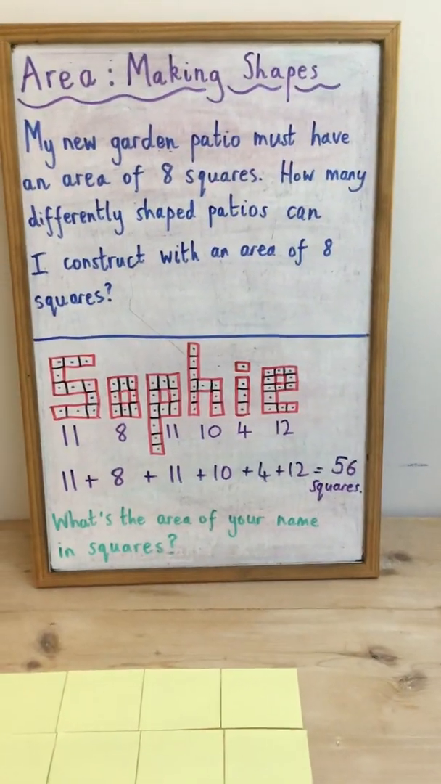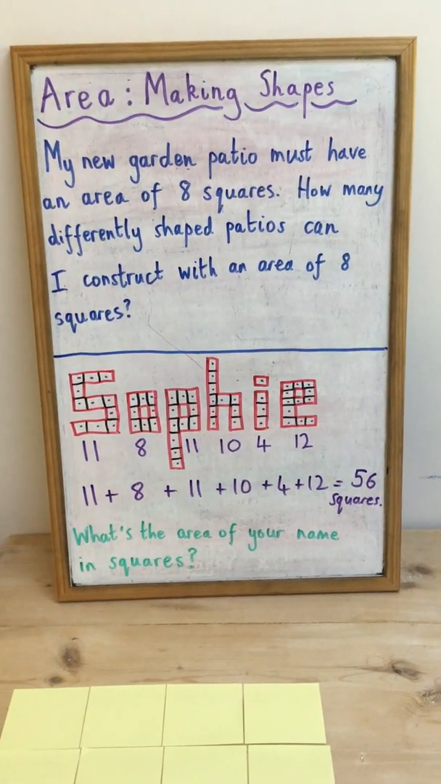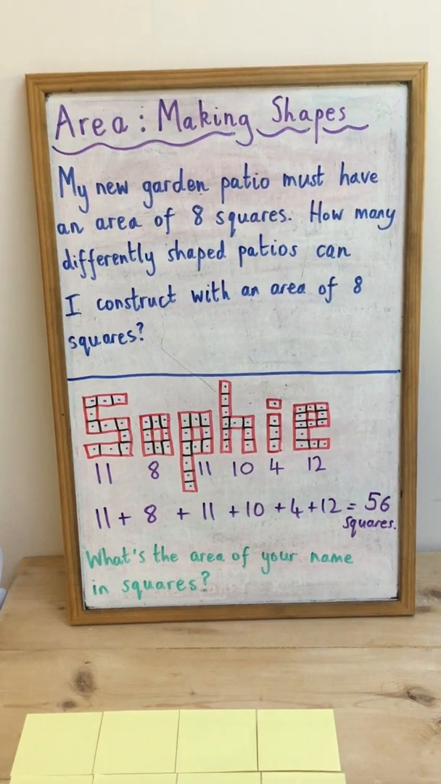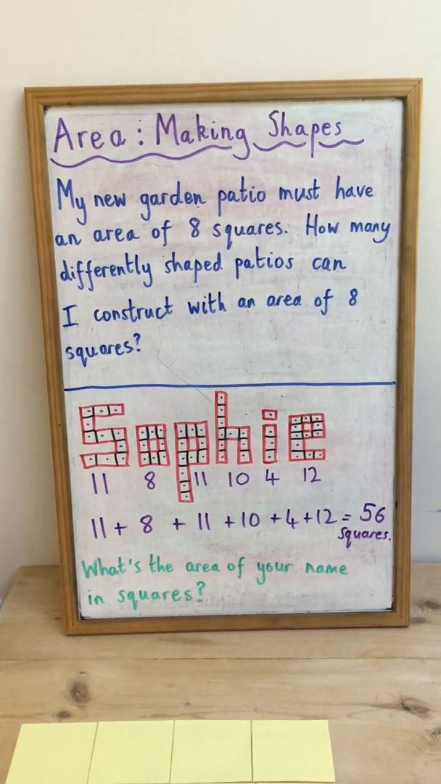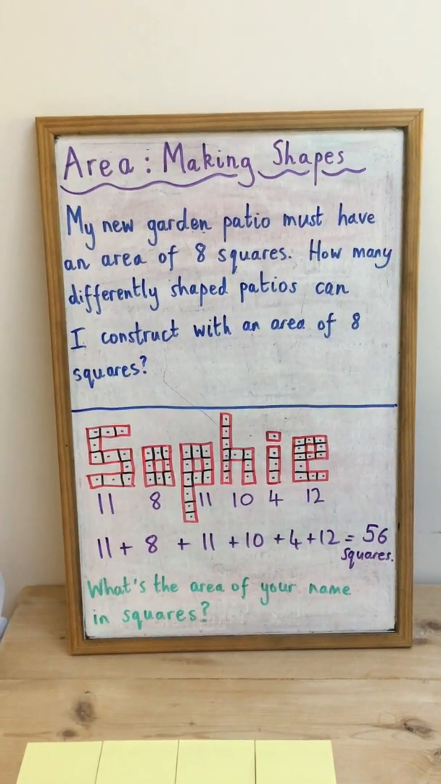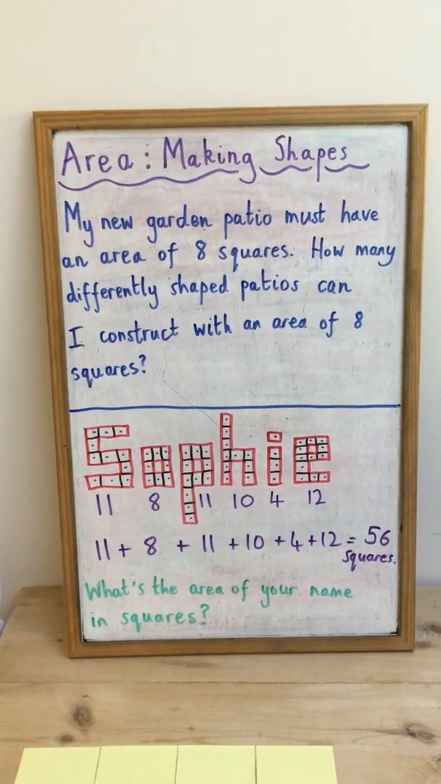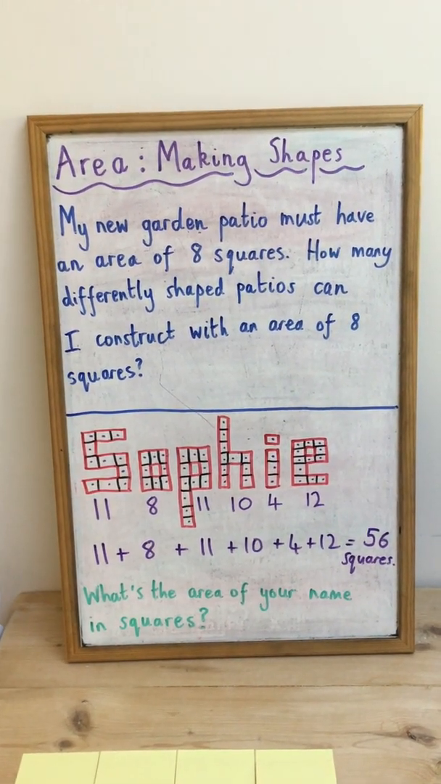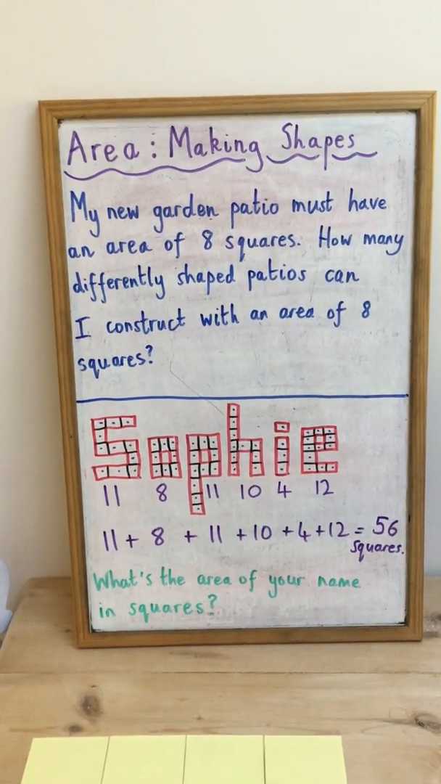Challenge number 2 involves your name. What I've done here is I have written out my first name and I've divided it into squares. It would be a lot easier if I had squared paper to do this, and you should do it with squared paper that I'll send across. And I wanted to find out what the total area in squares was of my first name.